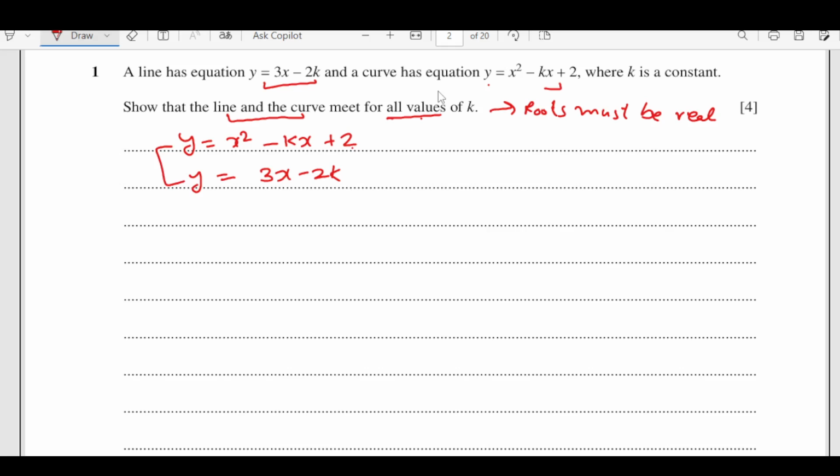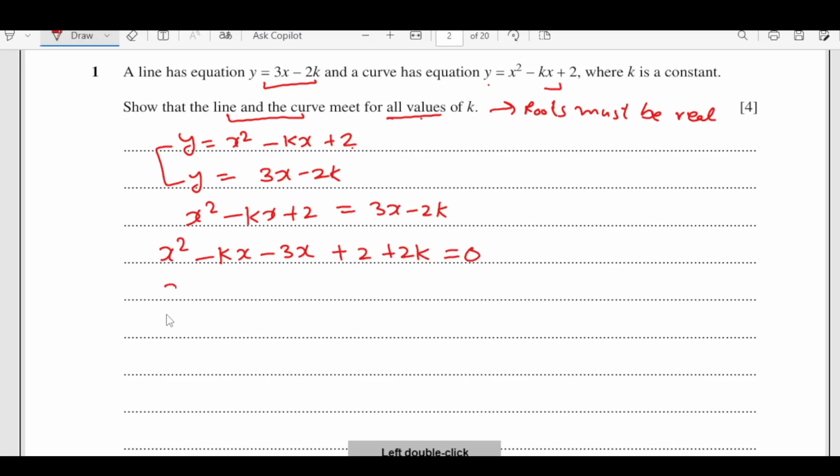So now when you equate these two, because the left hand side is equal, we can equate the right hand sides also. So x squared minus kx plus 2 is equal to 3x minus 2k, right? Then you rearrange to make it a quadratic: x squared minus kx, and from the other side negative 3x plus 2, then plus 2k equals 0. Now we can rewrite x squared minus (k plus 3) x, where x is common, and we have 2 plus 2k, which is a constant term.